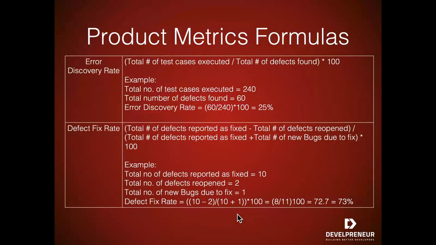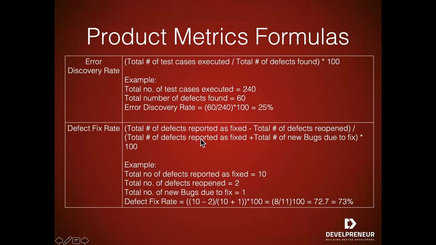So our error discovery rate is the total number of test cases executed divided by total number of defects found. So if we have 240 test cases and we found 60 defects, that tells us that our error discovery rate is 25%.